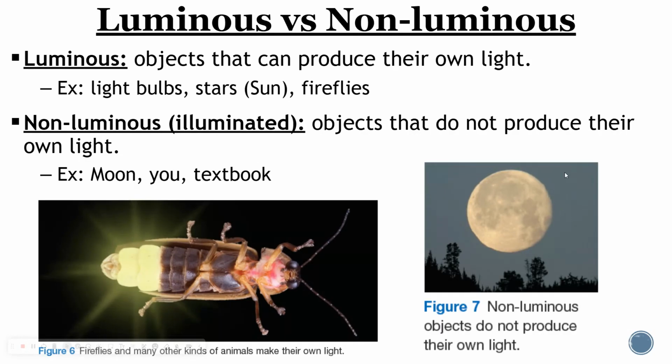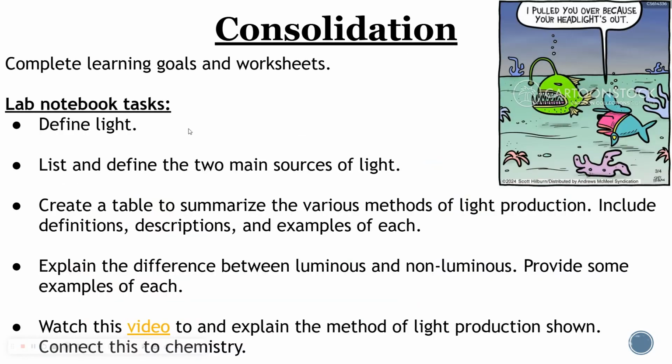The moon, even though we say there's moonlight, it's not really light from the moon. It's actually light from the sun hitting the moon, bouncing off the moon, and then going into our eyes, and that's what we see. But it's not really moonlight. It's sunlight. A textbook, for example, doesn't make its own light. So anything that makes its own light is called luminous. Anything that does not make its own light is called non-luminous.